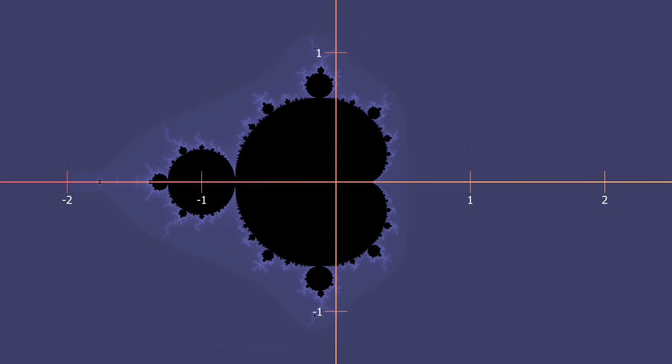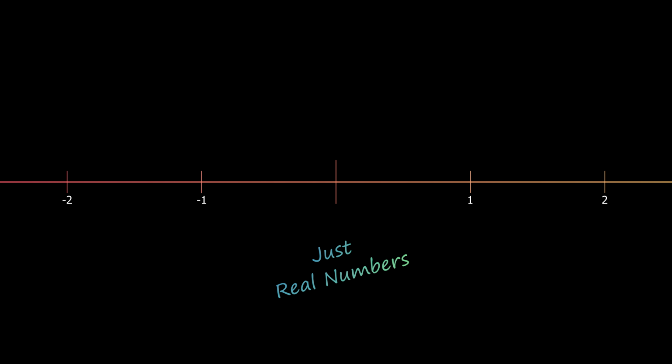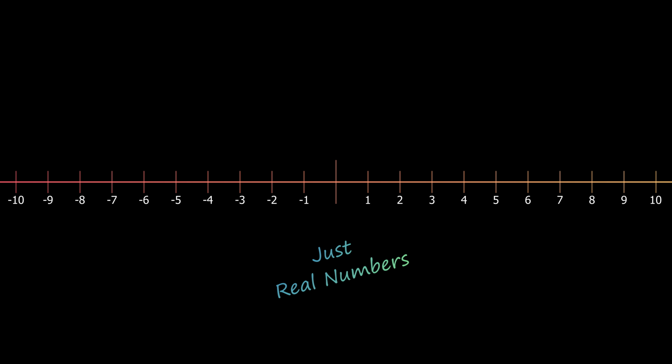However, to begin our explanation, we will be restricting ourselves to one dimension, the line right in the centre of the Mandelbrot set. On this line, there is nothing complex. Here, we just find our everyday real numbers. Afterwards, we will expand our view to the second dimension.